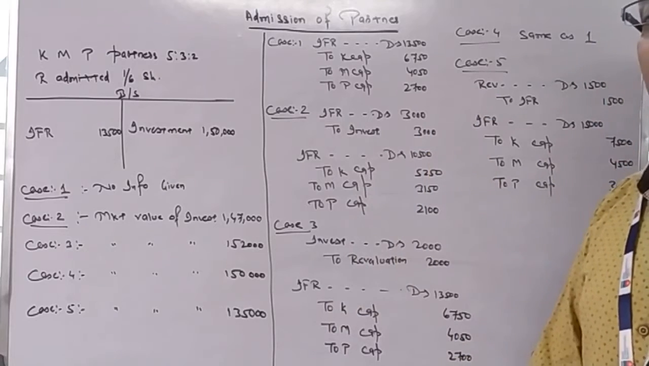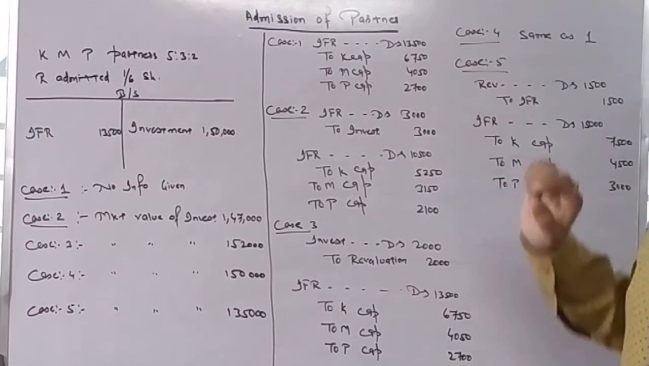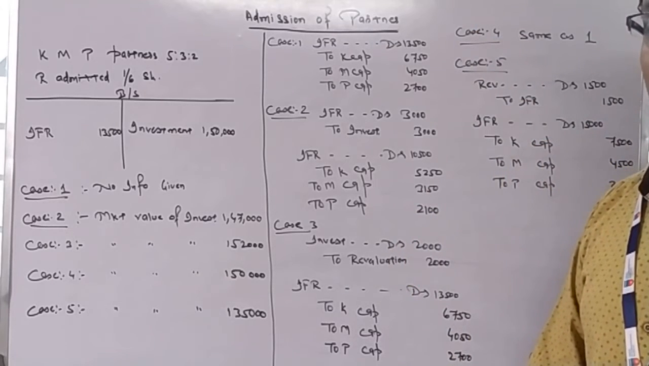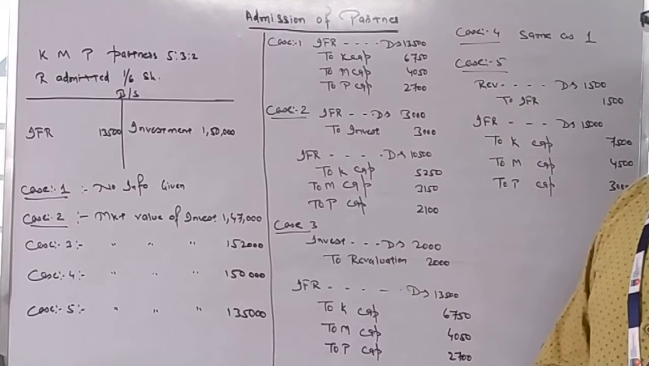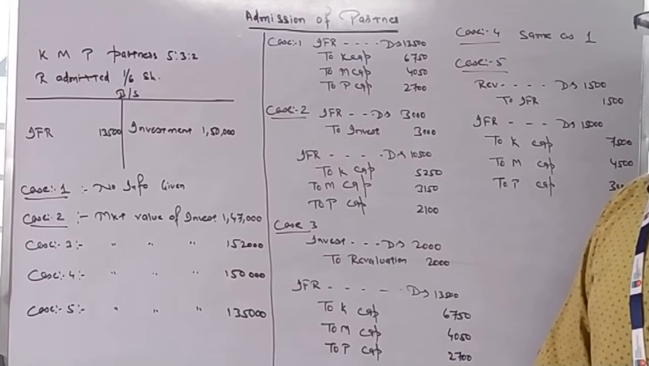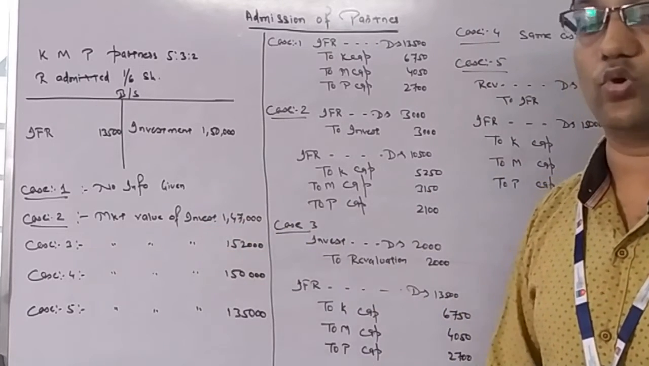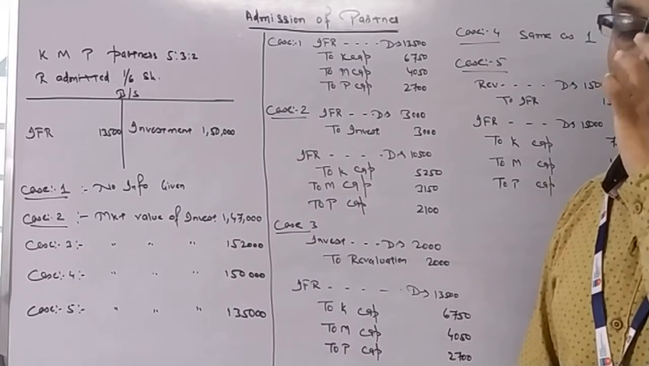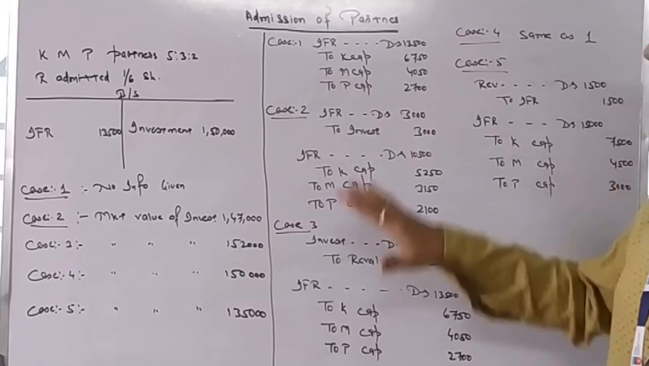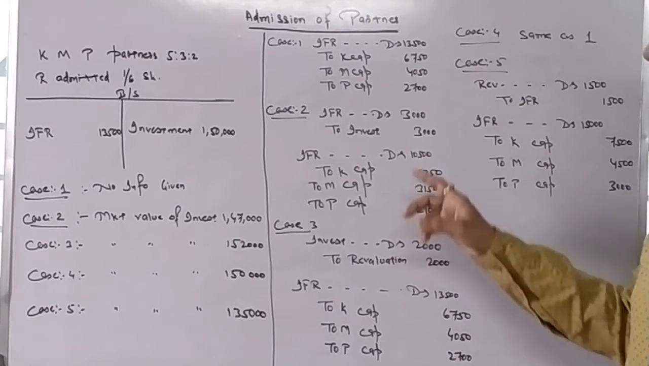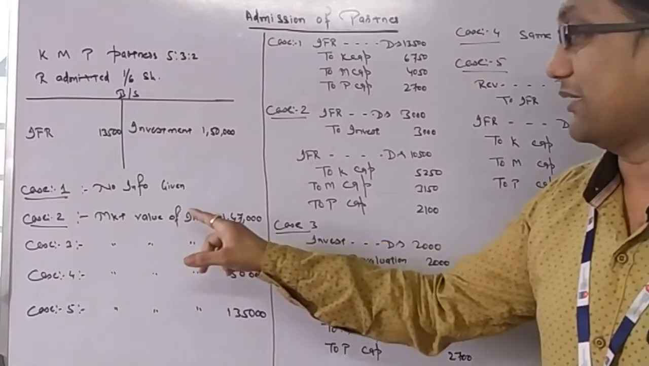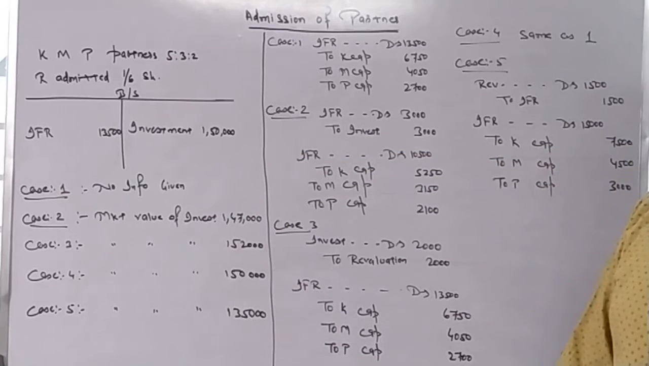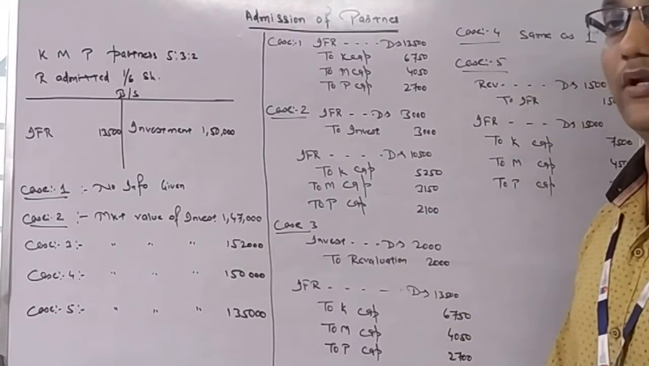What will happen in our presentation? This all will go to the credit side of the partners' capital accounts because it will increase their capital, and in the balance sheet no investment fluctuation reserve will be shown, and investment will be shown at 1,50,000. If the question says investment to be carried in the balance sheet, then this entry will not be there. Case 2. Market value of investment 1,47,000. My investment book value is 1,50,000. Market value has gone to 1,47,000.